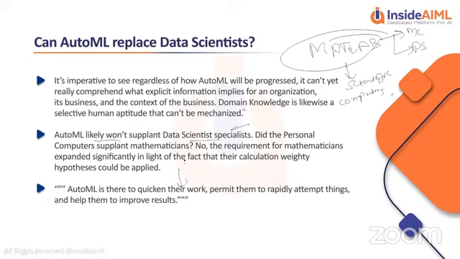AutoML has quickened their work. Whose work? Data scientists' work. It permits them to rapidly attempt things and helps them to improve results. Definitely, it has helped them, but definitely it will not be able to replace them.